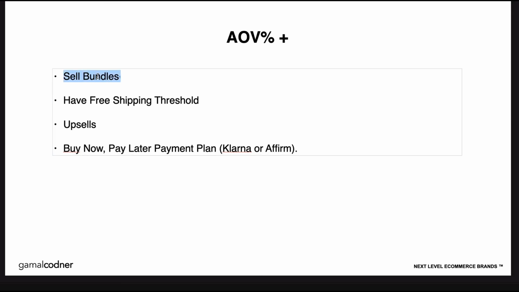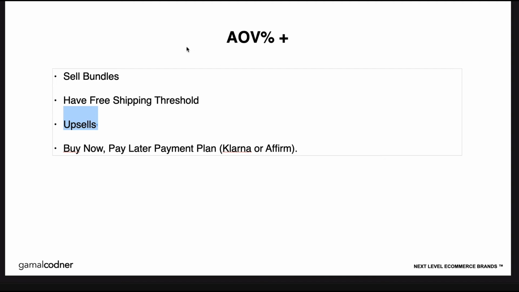The first is sell bundles. Take your 2 best-selling products, join them together in a bundle, discount them at 5 to 10%, and encourage people to buy more than one thing. Have a free shipping threshold. If your products are $25, give them free shipping at $35. That will encourage them to add more than one product to their order, increasing your AOV.